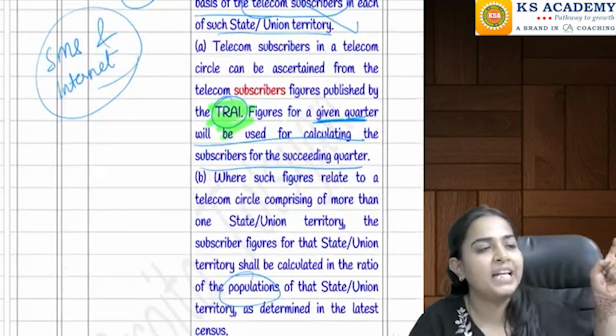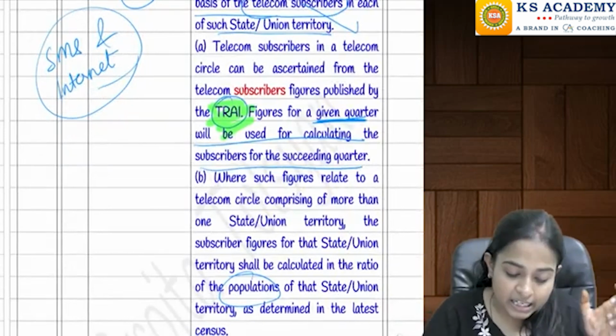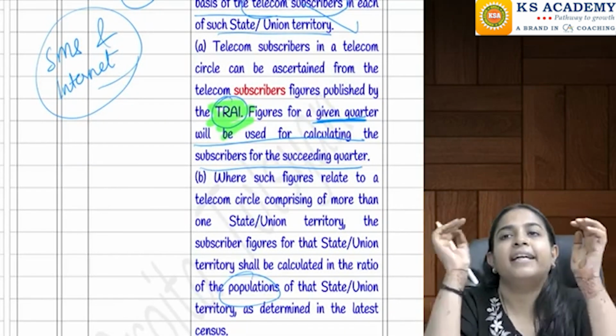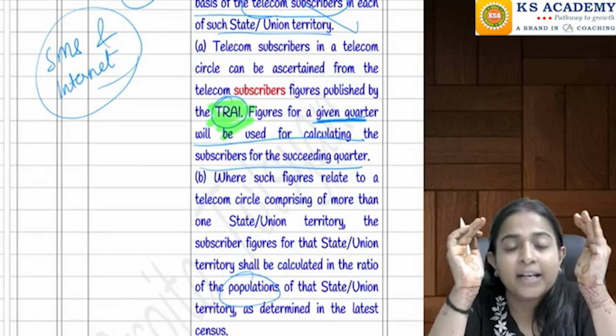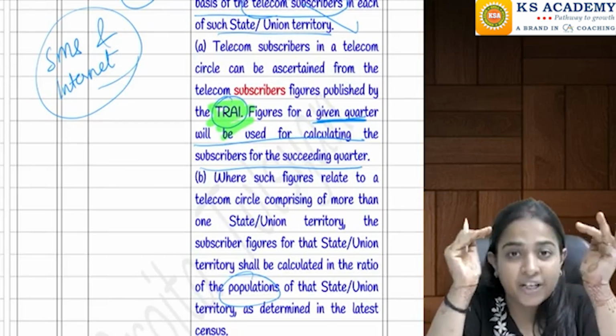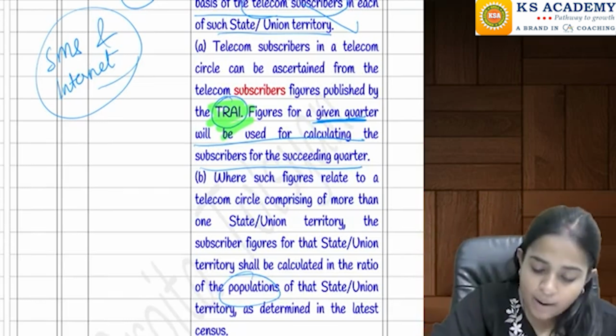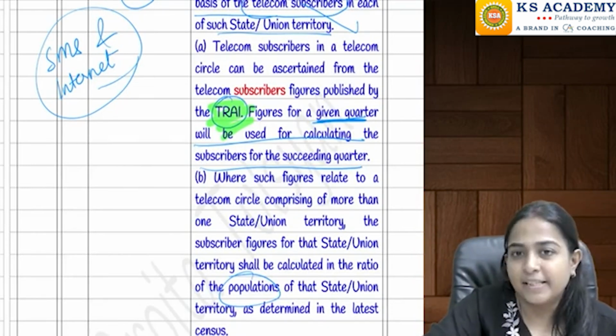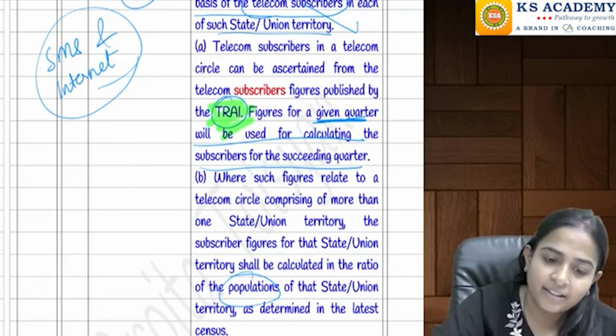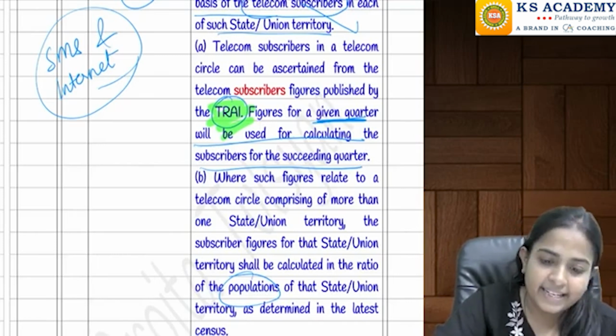So you will take the number of telecom subscribers of the last quarter, and if the TRAI is giving you figures for a particular region, and if that region has more than one state, then that figure will be divided in the ratio of population. We have also done examples. In our main lectures also, in the full lectures, we have done the examples.